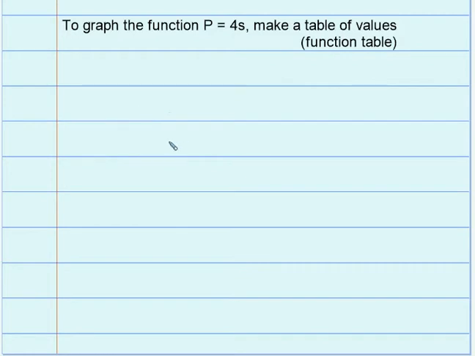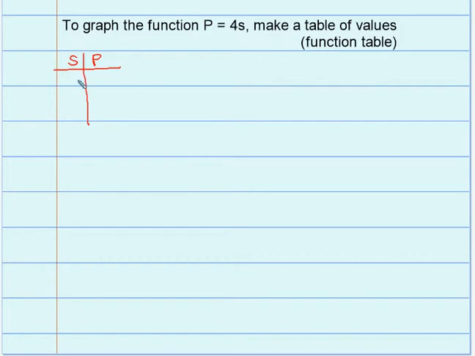If you want to graph the function P equals 4S, you're going to make a table of values first. And that's just a function table. It's just that you have to know which one is the input and which one is the output. Typically, the variable that's all by itself is your output, even though it's listed first. So you're going to make a table of values that is S, P. So side length and perimeter.